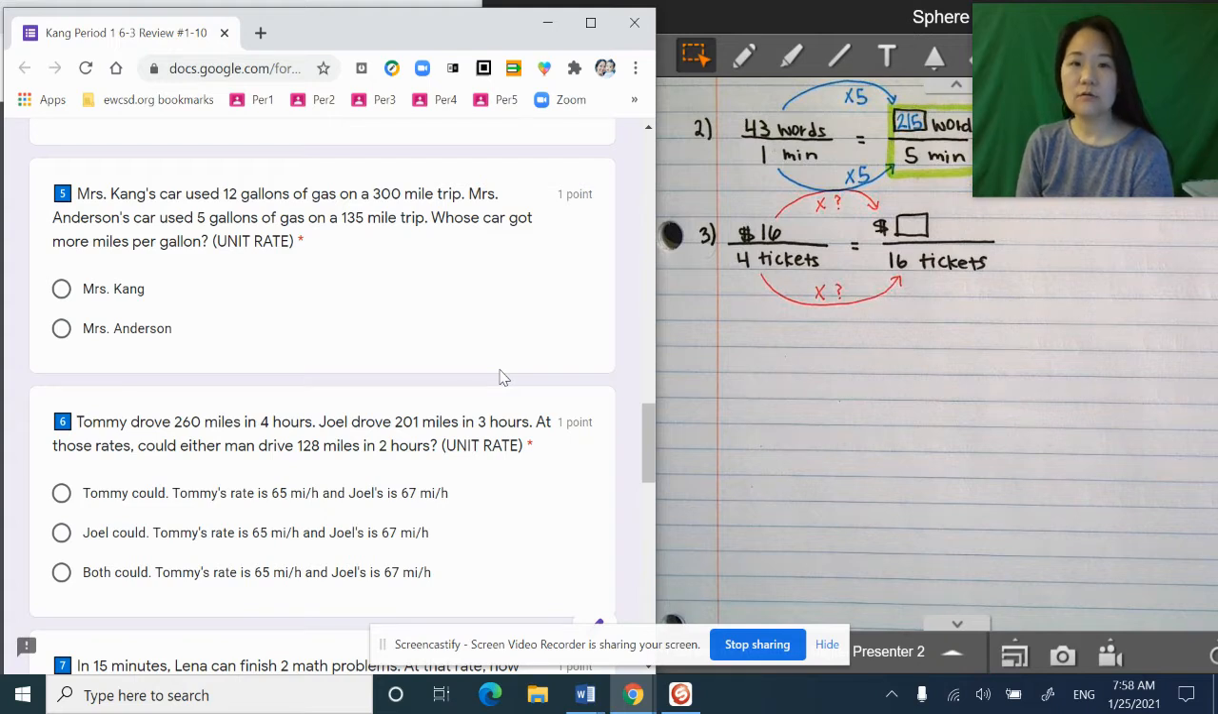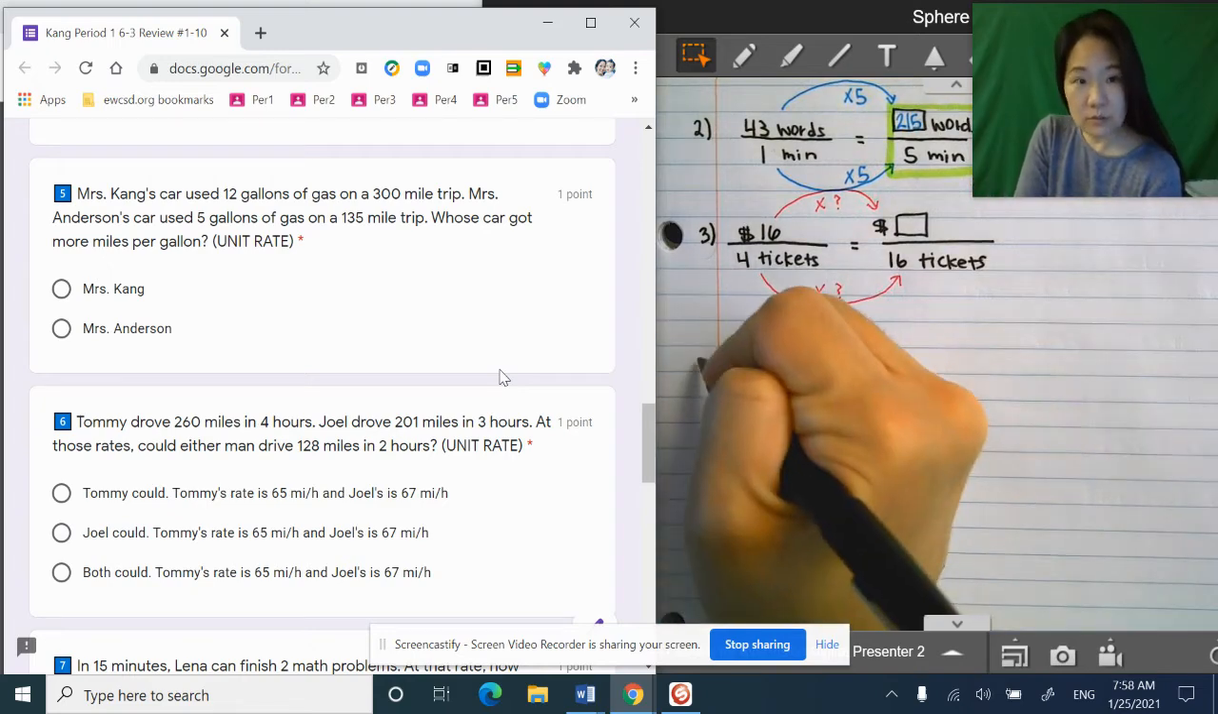Okay? So in order to compare, remember the Edpuzzle video with the car, 2 cars, miles on top, hours on the bottom? In order to compare, we found the unit rate and made the denominator 1, right? Then we compare by looking at the numerators. So for Mrs. King, 12 gallons of gas on a 300-mile trip.